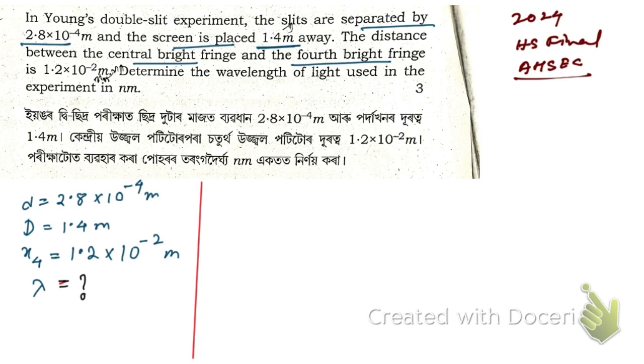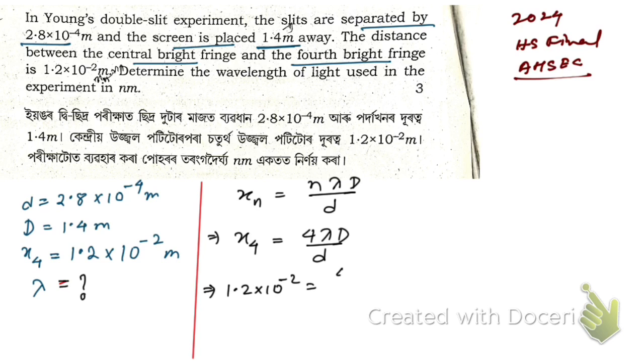Okay, so again x_n is equal to n lambda capital D by small d. We're going to use the same formula again. So now here we have x_4, so 4 lambda capital D by small d, which means 4x is here 1.2 into 10 to the power minus 2. Lambda is unknown, capital D is 1.4 and small d is 2.8 into 10 to the power minus 4, right?